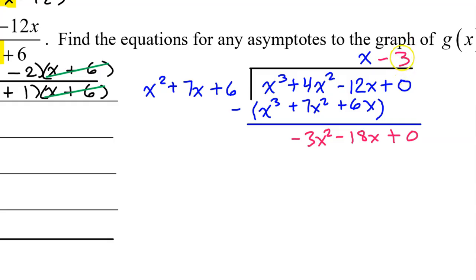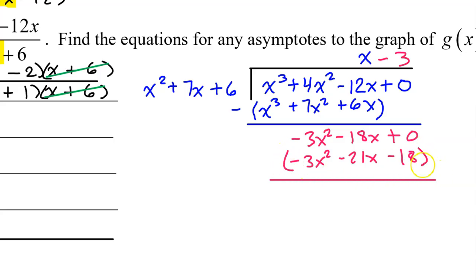Now you multiply. Negative 3 distribute across the trinomial. So negative 3 times x squared is negative 3x squared. Of course, these always will match. Negative 3 times 7x is negative 21x. And negative 3 times 6 is negative 18.